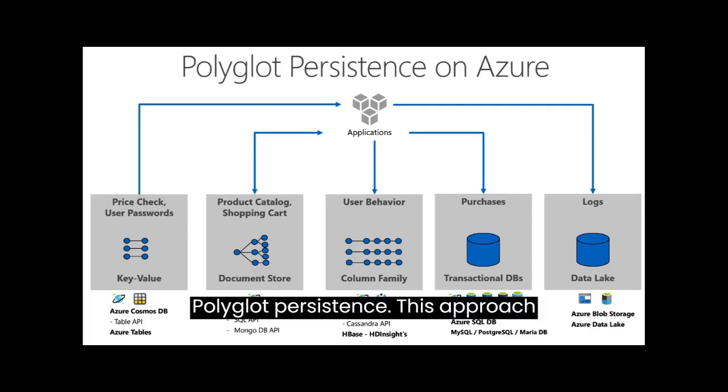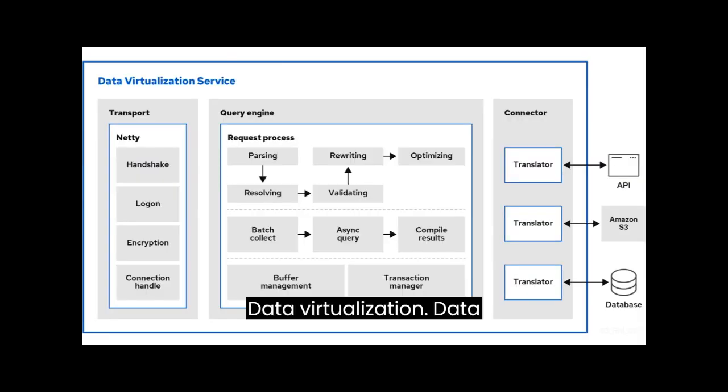Polyglot persistence. This approach involves using different database technologies for different data needs. For example, using a relational database for structured data and a NoSQL database for unstructured or semi-structured data. Data virtualization. Data virtualization allows data to be accessed and presented as if it were in a single database or store, even when it is distributed across multiple sources. It abstracts the physical location and format of data.